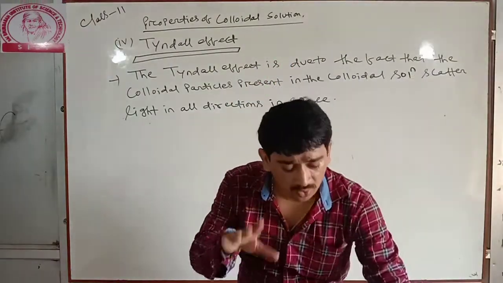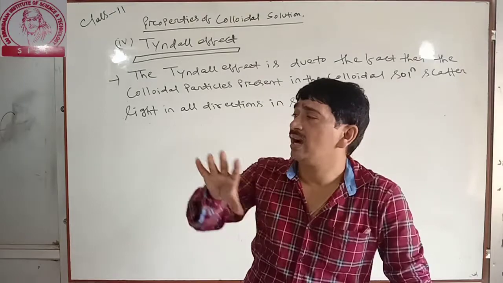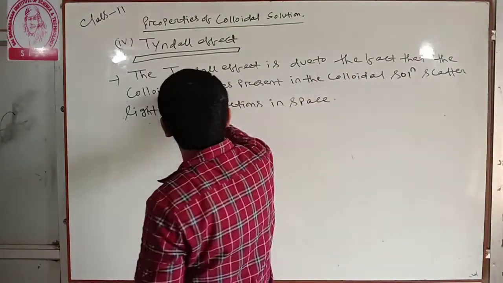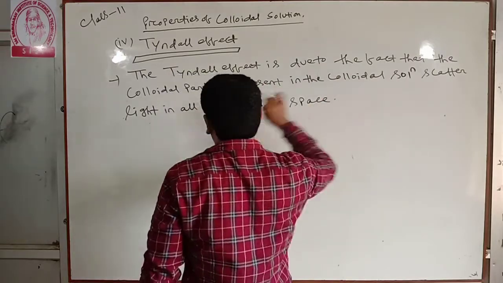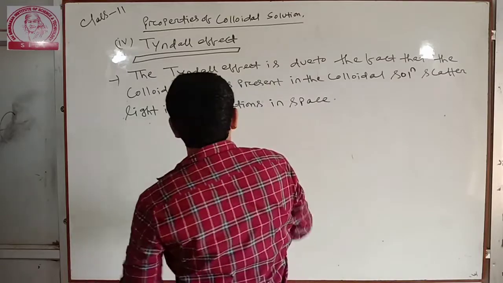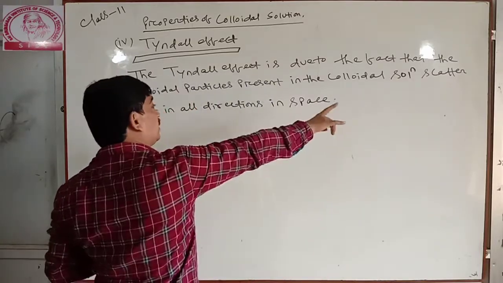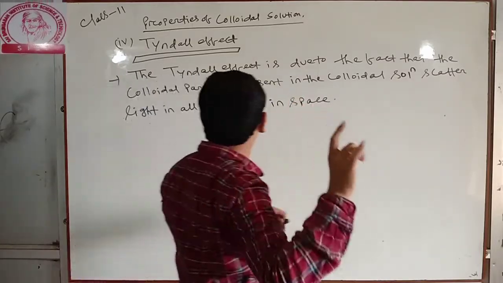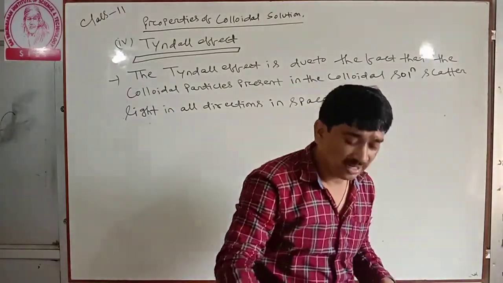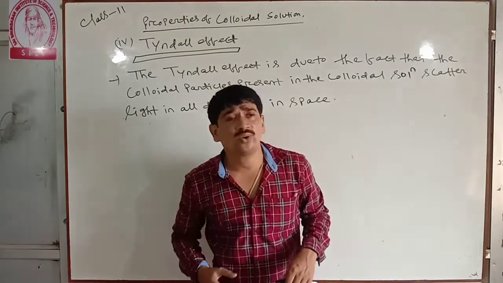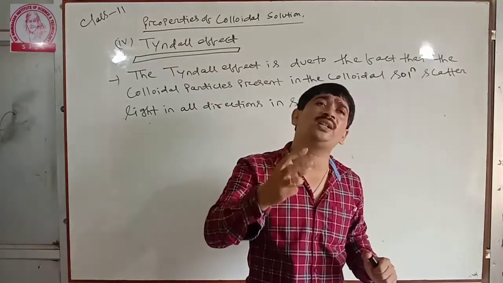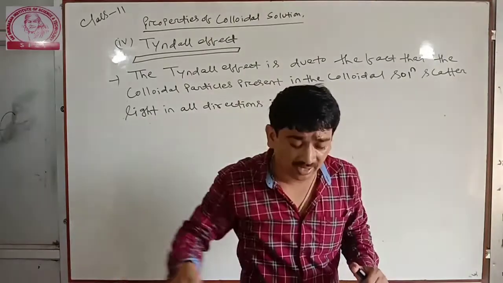Clear? So, what is the Tyndall effect and how is it observed? The Tyndall effect is due to the fact that the colloidal particles present in the colloidal solution scatter light in all directions in space, due to which the effect is called the Tyndall effect. And for an example, we can take the visibility of the dust particles in a semi-darkened room.